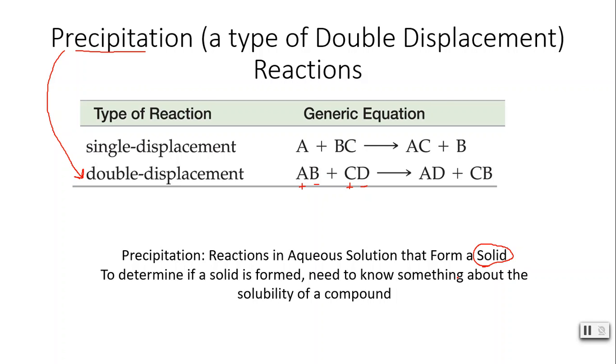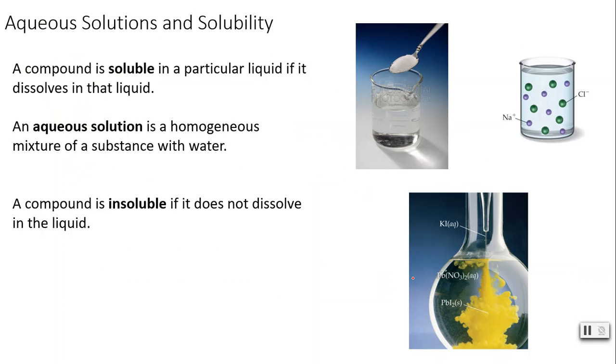If that's the definition of a precipitation reaction, the formation of a solid, we need to know how we can predict, given the 2 reactants of a double displacement reaction, not only the products, but whether something is soluble or not, whether it is a solid or aqueous. So we need to know something about the solubility of a compound. We talked about solubility in the solutions lab, and we're going to revisit some of those terms here.